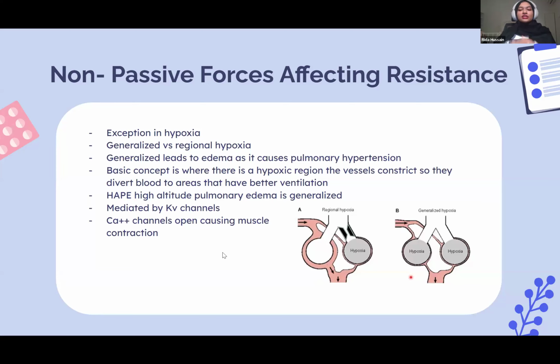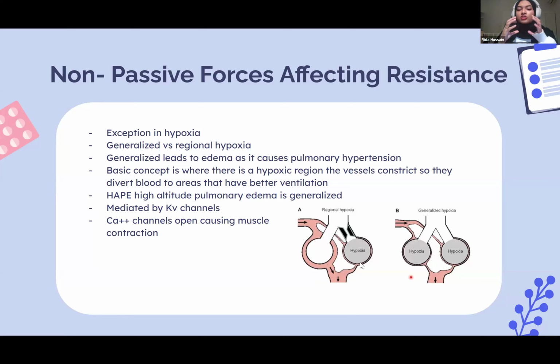So I told you guys there is an exception to the passive forces. There is a non-passive force, which is regarding hypoxia. Again, I told you guys hypoxia mainly happens in high altitudes. What is hypoxia? Less oxygen, right? There are two types of hypoxia: regional and generalized. Let's discuss regional first. Regional is basically only some alveoli are affected. So only one of these two alveoli is affected, right?